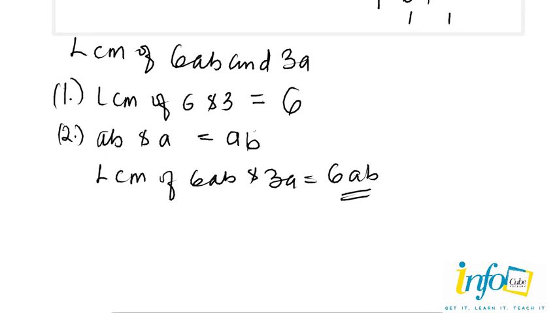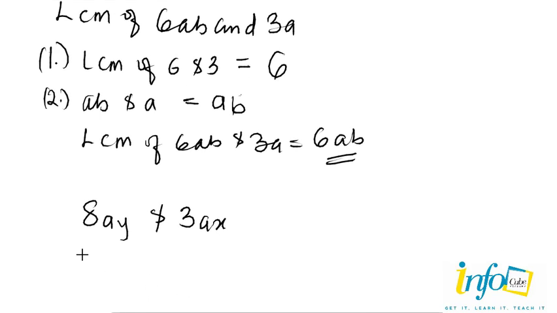Now, you might not really understand what I did here. Now let's solve another question so that you understand very well. Now I have 8ay, and I want to find the L.C.M of 8ay and 3ax. Good. Now how do we solve this? The first thing I will do is to find the L.C.M of 8 and 3. And the L.C.M of 8 and 3 is 24. I believe you already know that.